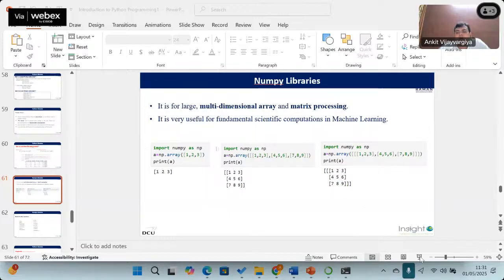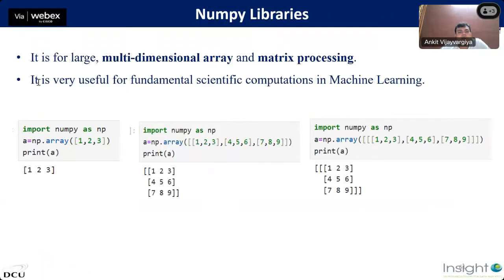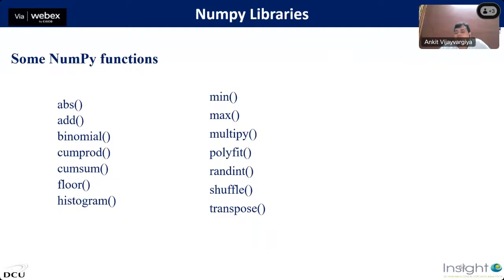We can create arrays with the NumPy libraries. Here you can see, if you want to create a one-dimension array, import numpy as np, np.array 1 2 3. If you want to create a two-dimension or three-dimension array, you can use the NumPy libraries. You can also do some scientific mathematical operations, like calculating the absolute value, minimum value, maximum value, multiplication, and division. You can directly use these commands, np dot absolute, np dot minimum, np dot maximum, with the array.